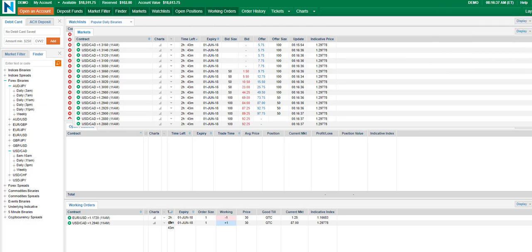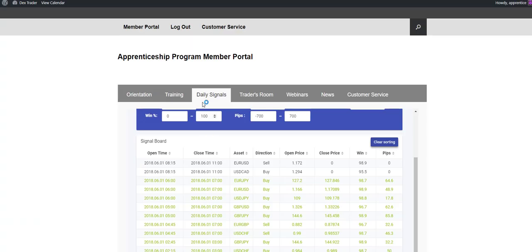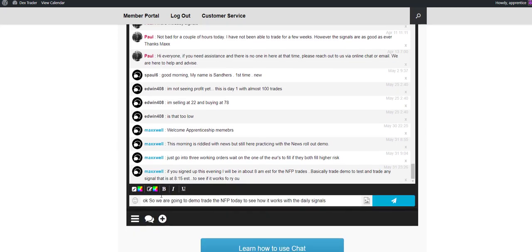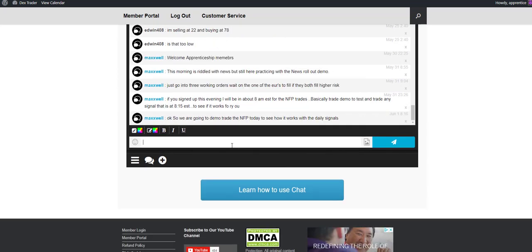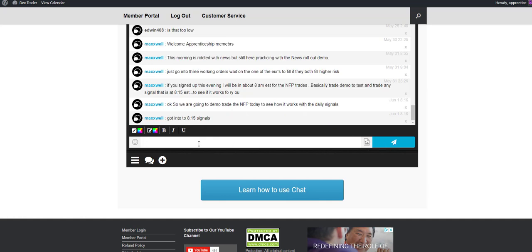And I do that because I just want to show in the apprenticeship room, in the traders room, the daily signals up to 8:15 signals. And I'll put an image in here.